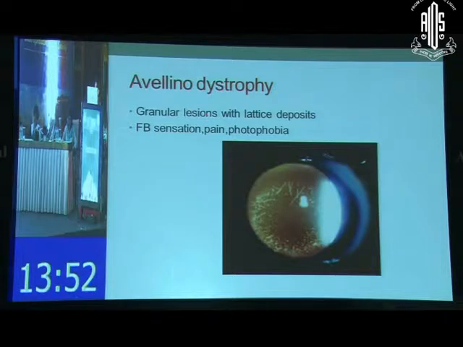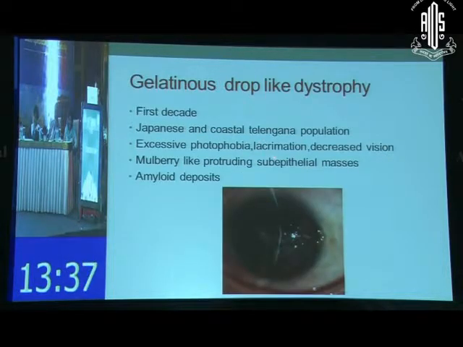Another variant, a mixture of a granular dystrophy and the lattice, is Avellino's dystrophy, when patients have these kind of lattice lines and these deposits. And they're usually families, families of these kind of dystrophies.